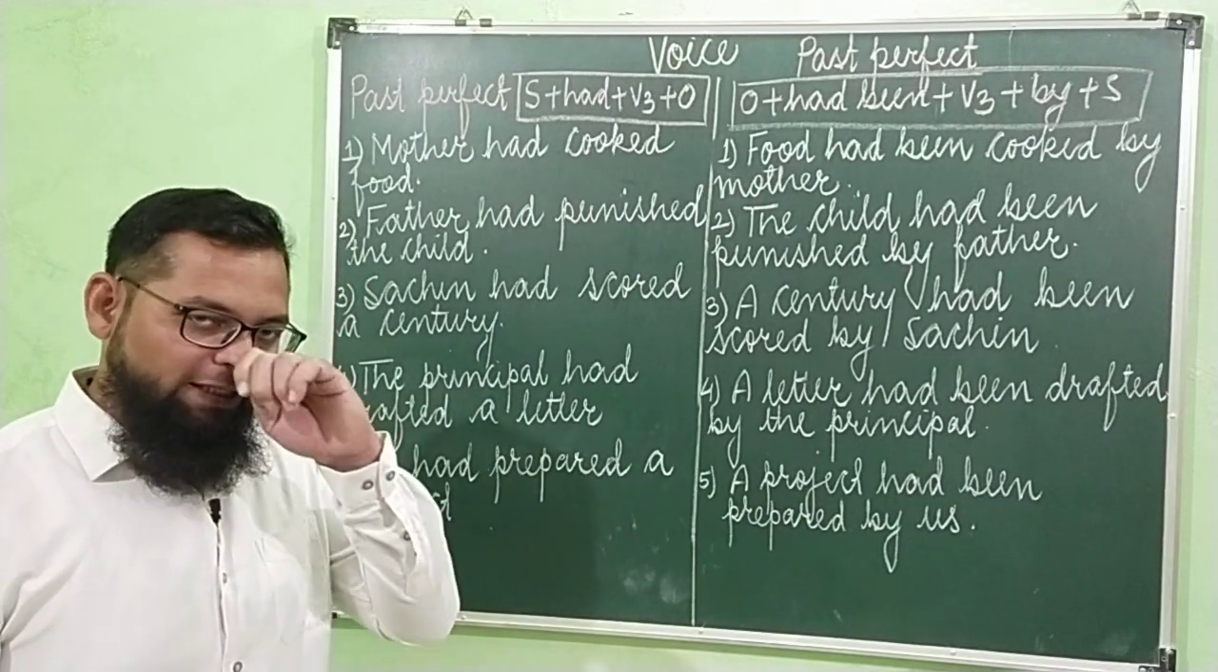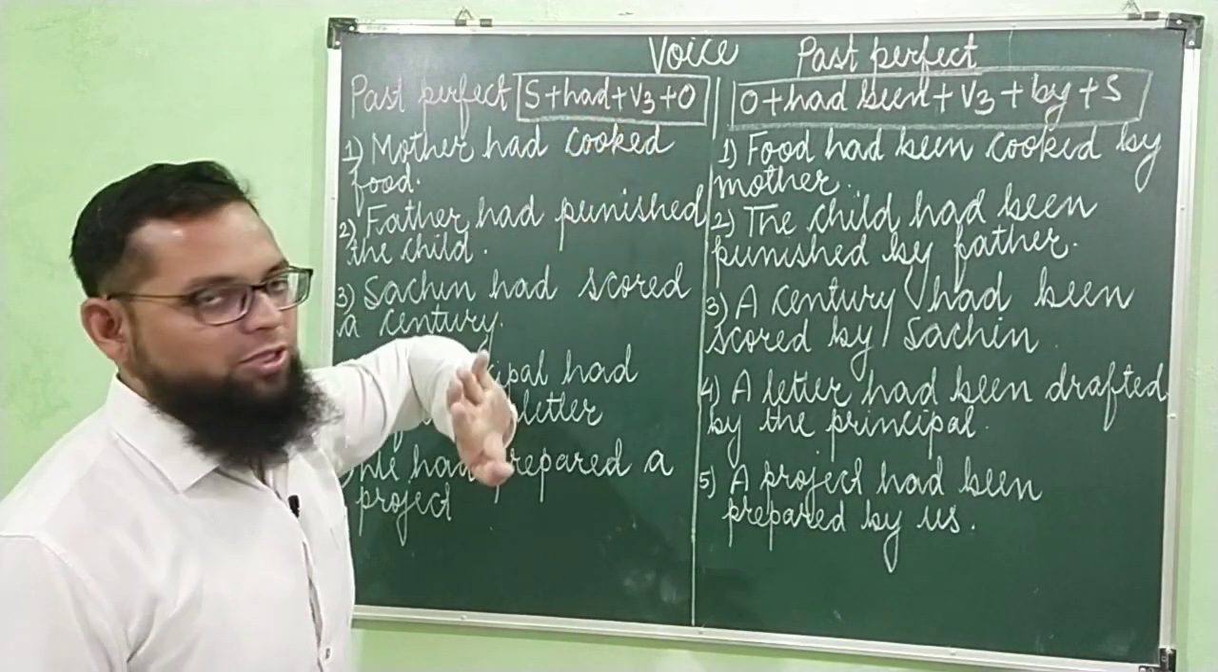Past perfect tense active voice की equation क्या है? Subject plus helping verb had plus verb in third form plus object.